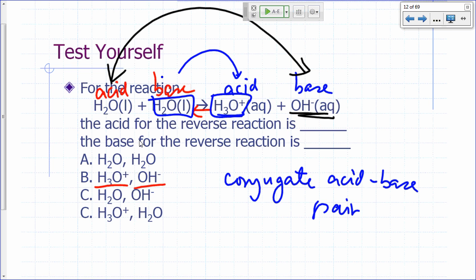So what's the difference between a conjugate acid and a conjugate base in the pair? The acid has 1 more proton compared to the base, right? This acid has 1 more proton compared to its conjugate base. That's the difference, okay?